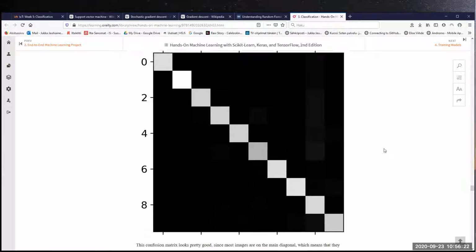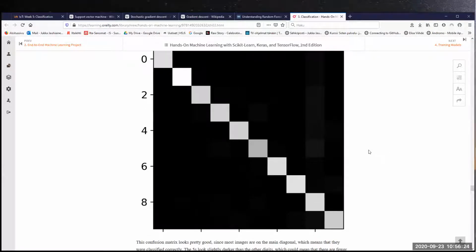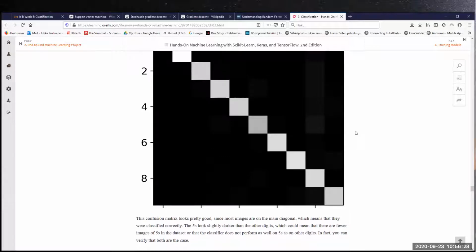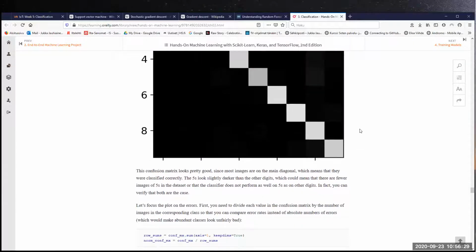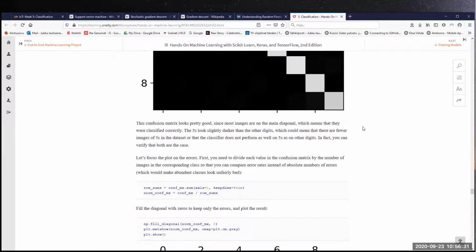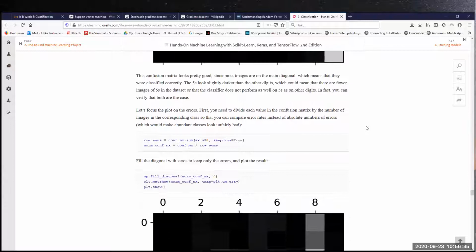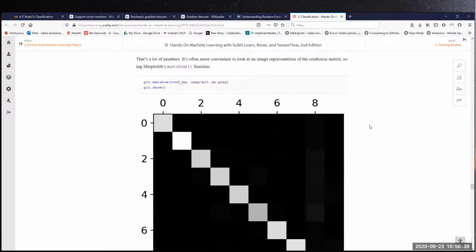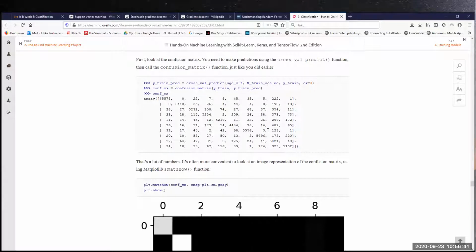So here it's just plotted in an image format. I don't think it's very informative. And these non-diagonal elements are, of course, those wrongly classified digits.